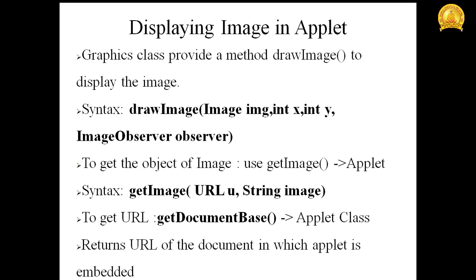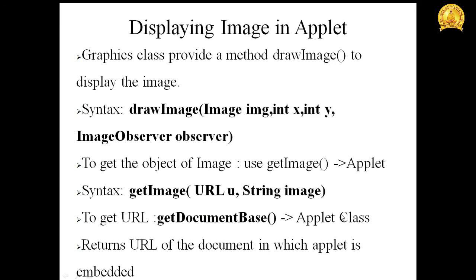So basically drawImage is used for drawing the image. drawImage takes a parameter called the object of Image. To get the object of Image, we have to use the getImage method, which takes two parameters. One is the URL, the other one is the name of the image. To get the URL, you use another method called getDocumentBase. So basically drawImage is used for displaying the image in an applet. drawImage belongs to the Graphics class. getImage and getDocumentBase belong to the Applet class.